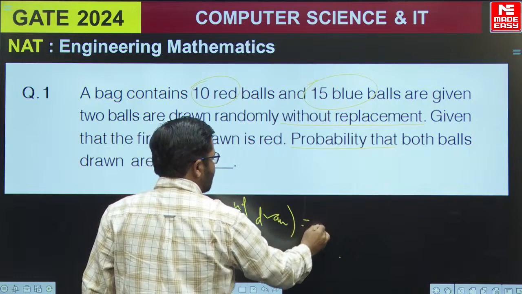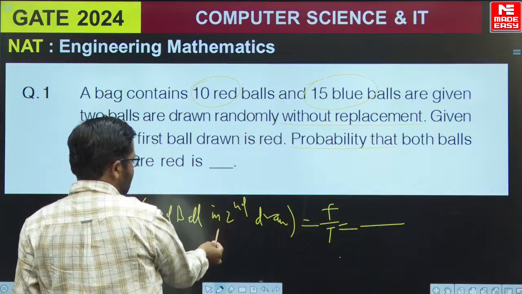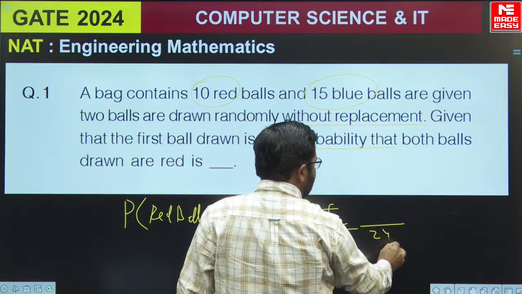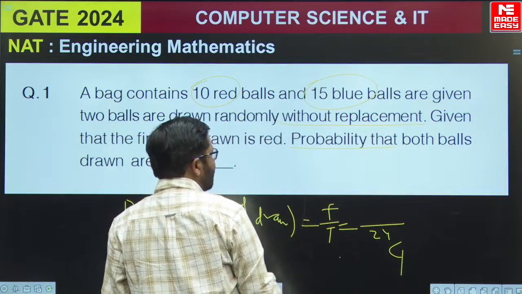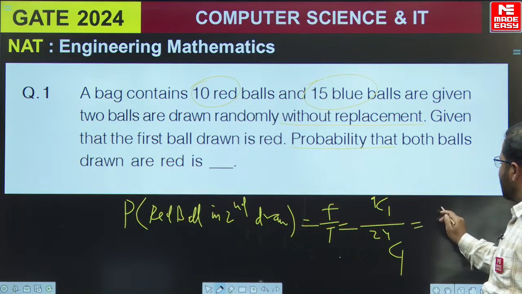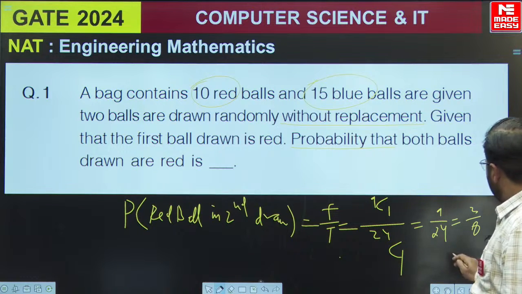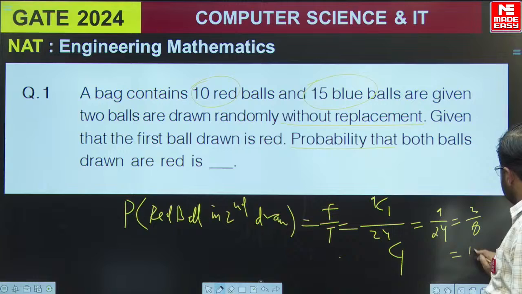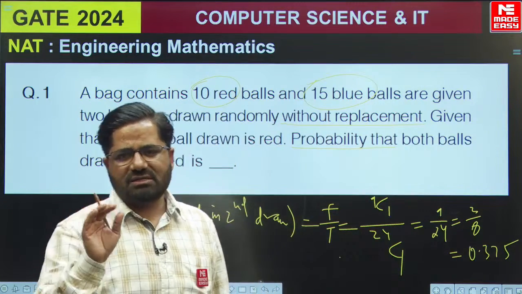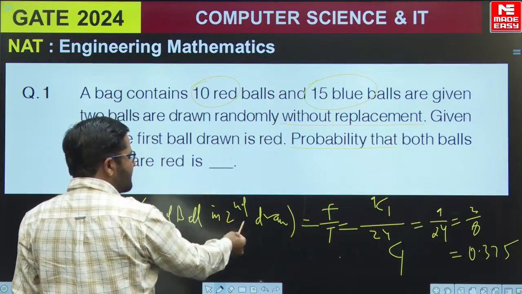First, favorable upon total. How many total balls are there in the second draw? 9 red balls are there, 15 blue balls are there. It means we have 24 balls, 24 C1. How many red balls are there? 9 red balls. We can draw one red ball from 9 balls by 9 C1 ways. So its answer will be 9 upon 24, or 3 upon 8, which is 0.375. In case of independent events, the condition has no significance. You can directly find the answer by using the probability of a red ball in the second draw.